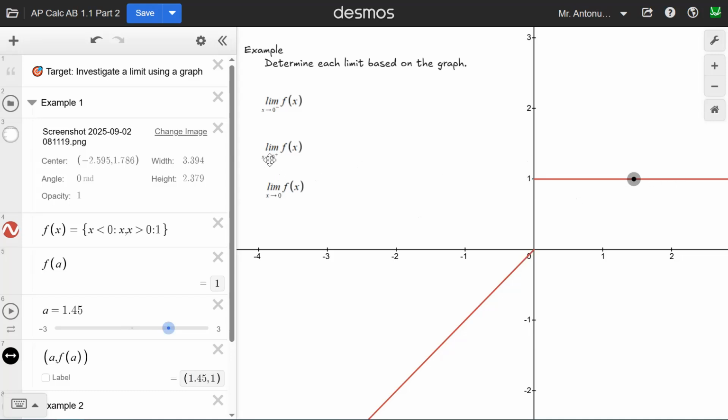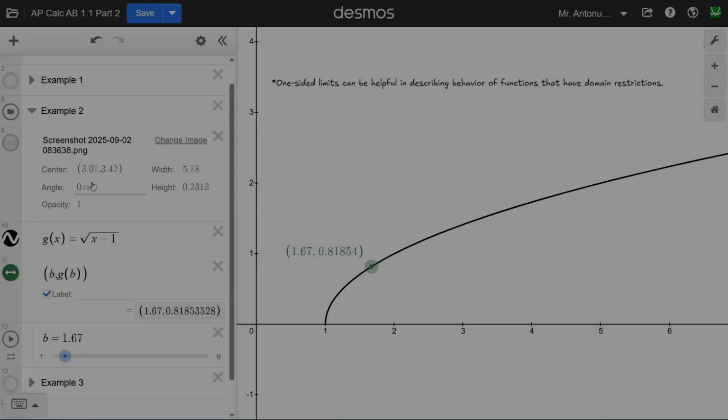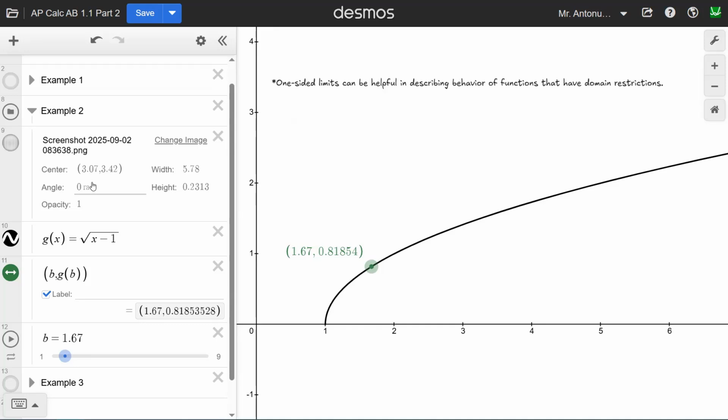Now, if I approach 0 from the right, that approaches a value, but this time it's always 1 because it's a horizontal line, 1. So the limit from the right is equal to 1. So the limit from the left is 0, the limit from the right is 1. And since the limit from the left and right do not approach the same value, then the overall limit does not exist.